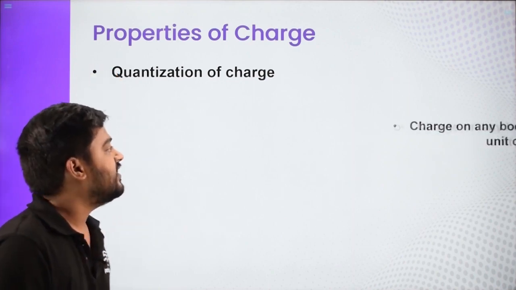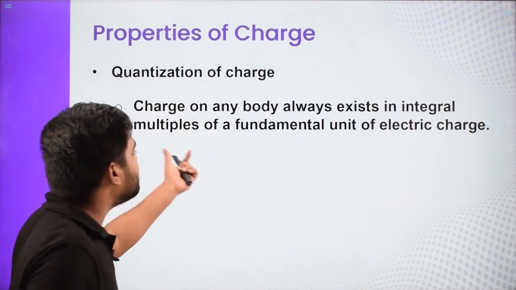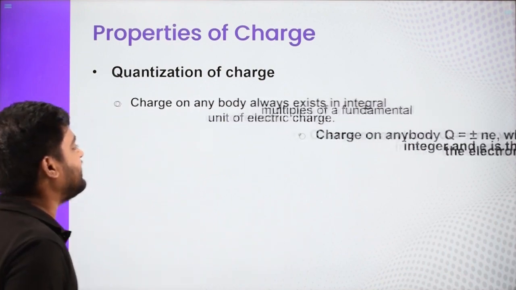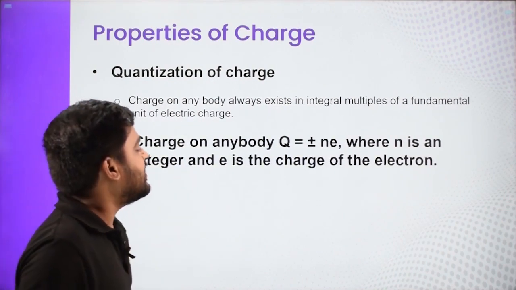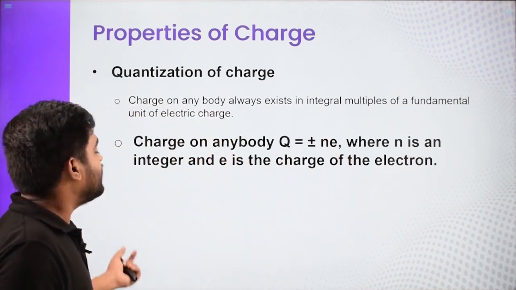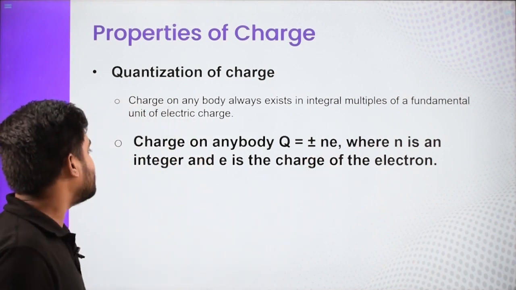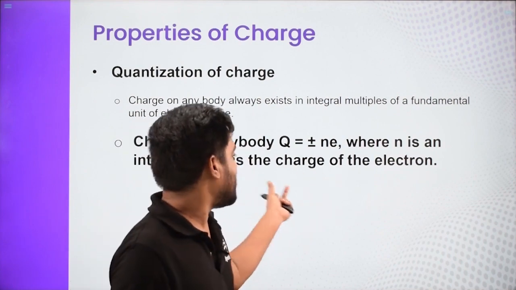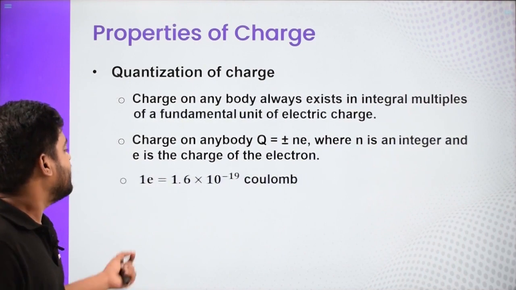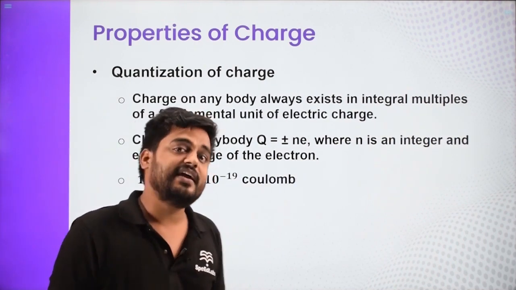So what does this mean? This means the charge on any body always exists in integral multiple of the fundamental unit of electric charge. And what is that fundamental unit of electric charge? The charge on any body can be written as integer times e, and this e is the fundamental unit of electric charge, that is the elementary charge. e is nothing but the charge found on an electron. And the value of e, the charge on each electron, is given by 1.6 into 10 raised to power minus 19 coulomb.